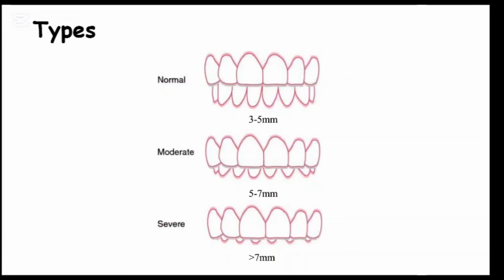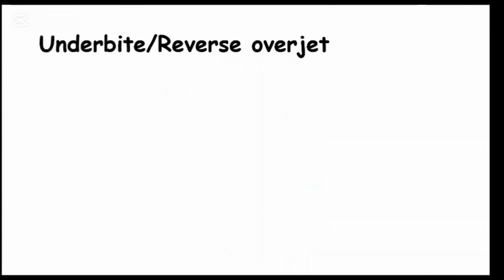If it is 3 to 5 mm, then it is mild, if it is 5 to 7 mm, then it is moderate, and if it is more than 7 mm, then it is severe deep bite. Okay, next is underbite or reverse overjet.